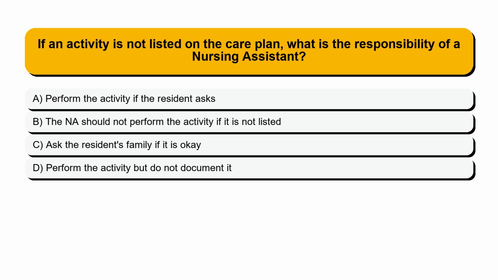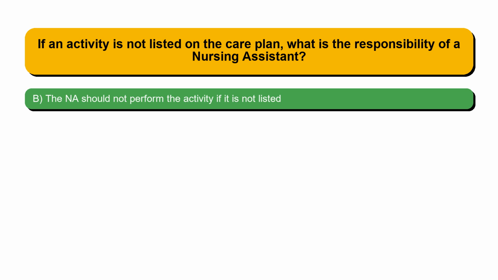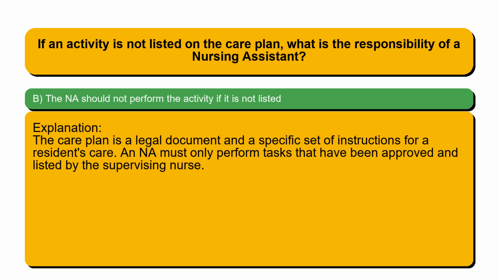Question 64. If an activity is not listed on the care plan, what is the responsibility of a nursing assistant? Option A, perform the activity if the resident asks. Option B, the NA should not perform the activity if it is not listed. Option C, ask the resident's family if it is okay. Option D, perform the activity but do not document it. The correct answer is option B. The NA should not perform the activity if it is not listed. The care plan is a legal document and a specific set of instructions for a resident's care, and NAs must only perform tasks that have been approved and listed by the supervising nurse.